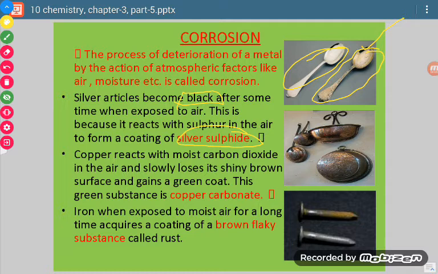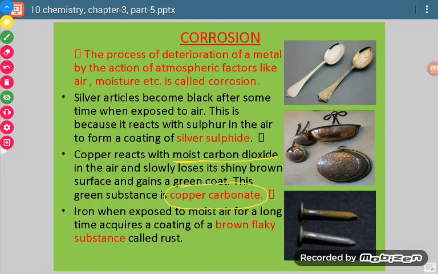Now the second thing, in case of copper, it reacts with carbon dioxide in the presence of moisture, and it forms a green layer of copper carbonate. So you can see when there is some copper vessel, we may see a little green thing deposited on the surface. That green thing is copper carbonate. Now how is it formed? By the action of copper with carbon dioxide, which is present in the air.